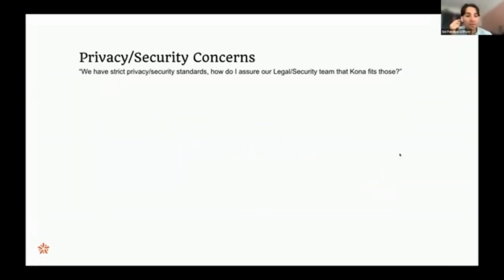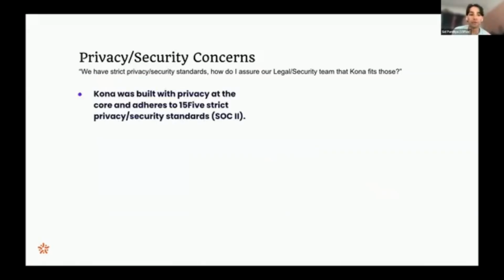The most common one is privacy and security concerns. How do I get our legal and security team bought into this, accepting that this thing is going to join one-on-ones for managers? That can be scary. Kona is, of course, built with privacy at the core, adheres to 15.5's privacy and security standards. 15.5 has the SOC 2 compliance, and Kona fits that and is built within the 15.5 ecosystem. And so, of course, it meets all of the security standards: encryption at rest, encryption in transit, etc., etc.